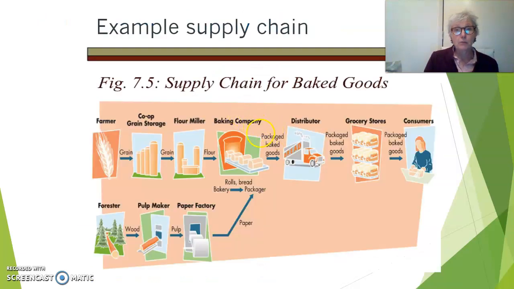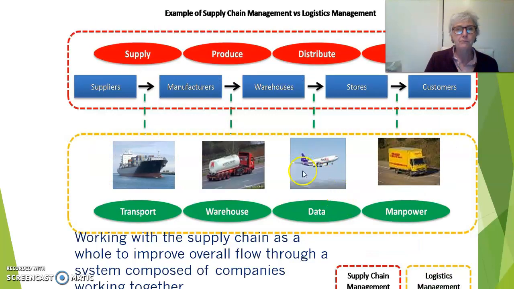So an example of a supply chain is, in this case, the supply chain for baked goods. Have a look at it. This is the farmer, who farms grain and transports it to the flour mill, and then in the baking company, the breads are baked. Paper is needed to package the bread, and then the baked breads are transported to the grocery stores, and these sell the baked breads to the consumers.